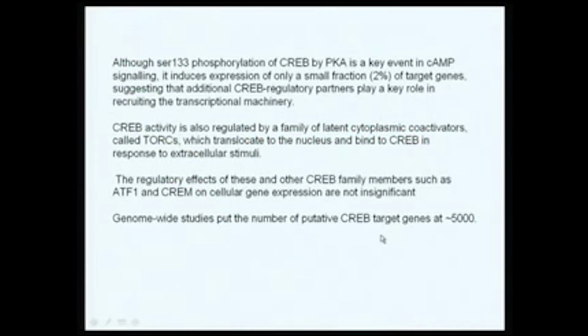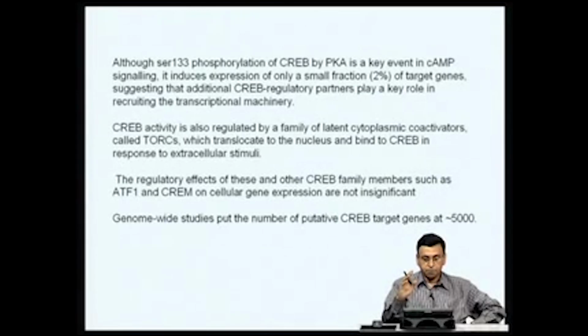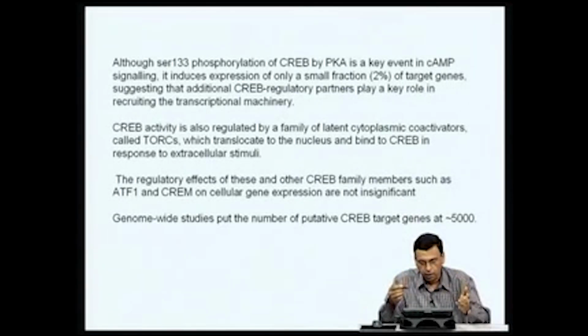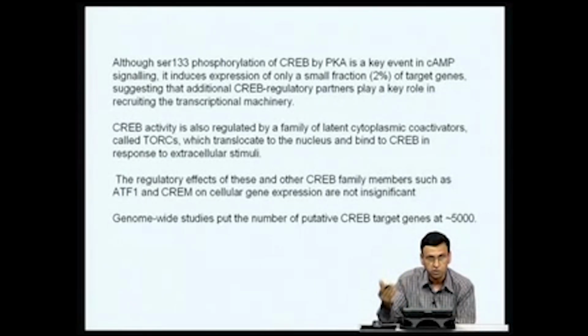Although serine 133 is phosphorylated by PKA, the key event in cyclic AMP signaling is the phosphorylation of serine 133 of CREB, so that CREB can interact with the CBP resulting in activation of gene expression. But it turns out that this event happens in only a small fraction of target genes, less than 2% of the genes, suggesting that in addition to the phosphorylation of serine 133, interaction of CREB with other regulatory partners plays a very important role in the actual activation of transcription of cyclic AMP responsive genes.